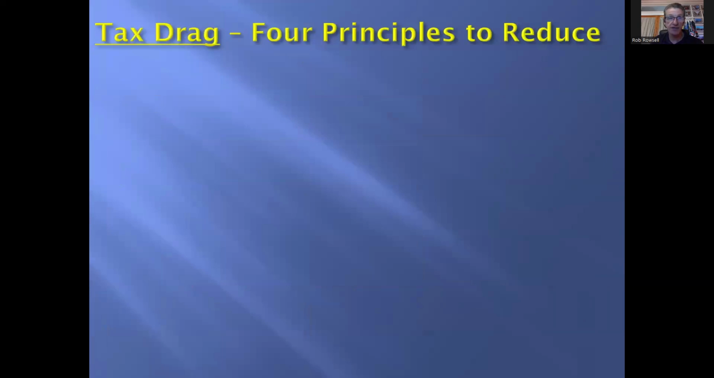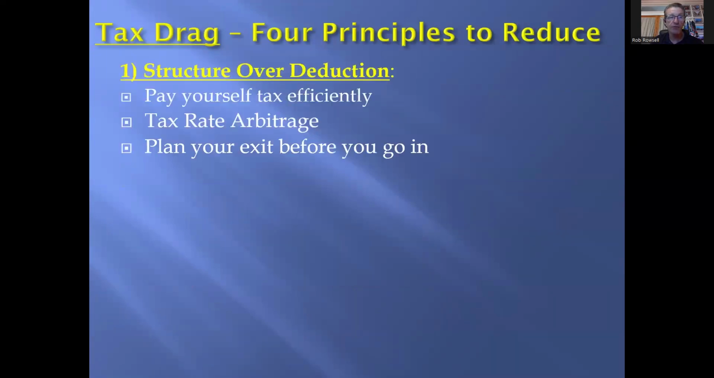Let's talk about tax drag because I think it's very important. Structure over deduction. You want to pay yourself tax efficiently. For instance, if you do have W-2 income within a business that you own, it is stated from your CPA that you've got to pay yourself exactly what you would pay somebody else in that position. But there's a caveat there, right?